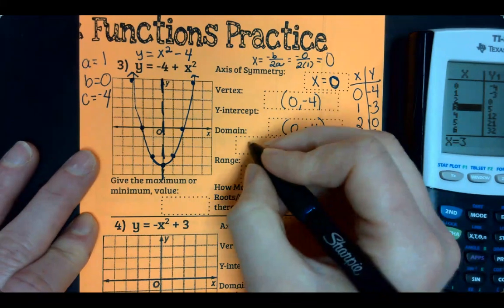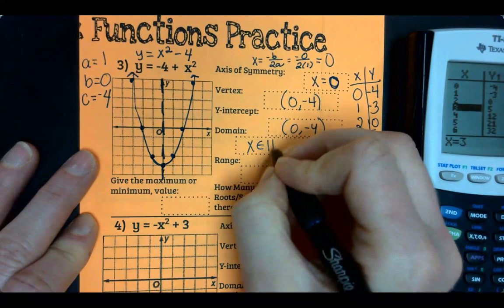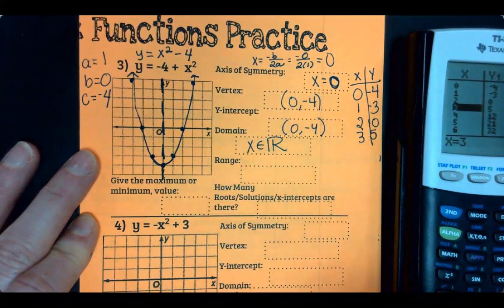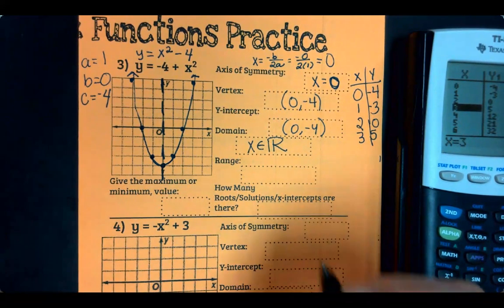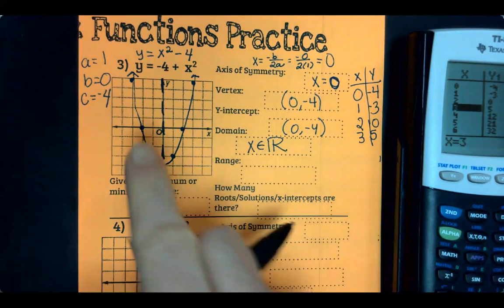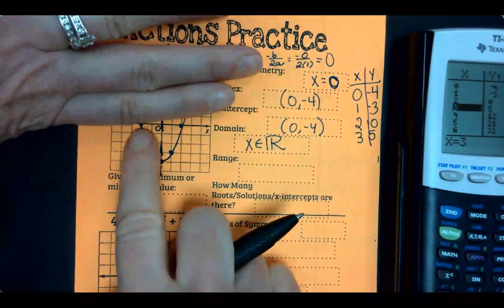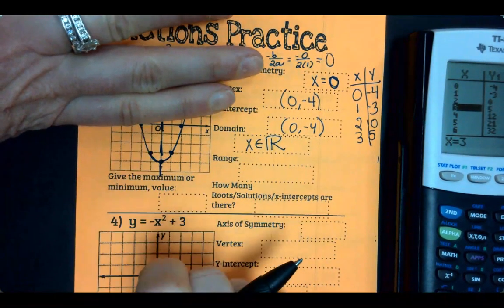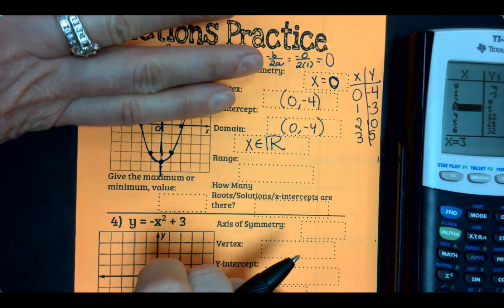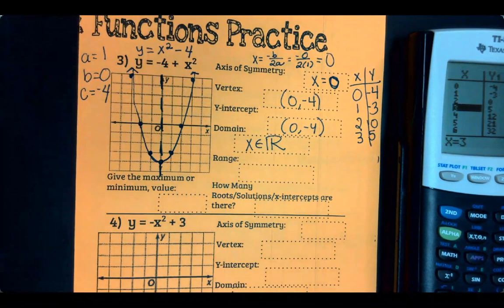Okay, domain is all real numbers. It's always going to be that unless you have endpoints on it, like if it had points like that and there were no arrows. But whenever you graph it and it doesn't tell you it stops at this number or anything like that, it's going to be all real numbers.